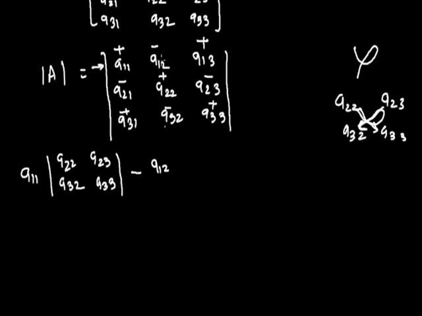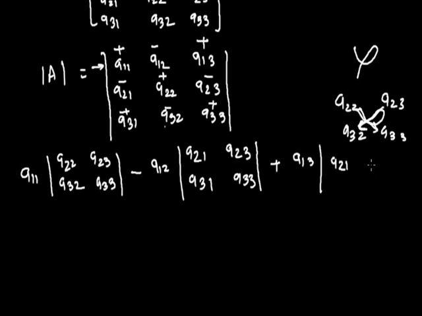Now this is the second element of the row, so we have to expand along it. Leave this row and this column. The remaining elements are a21, a23, a31 and a33. Then the sign is plus, so leave this row and this column. So a13, a21, a22, a31, a32.